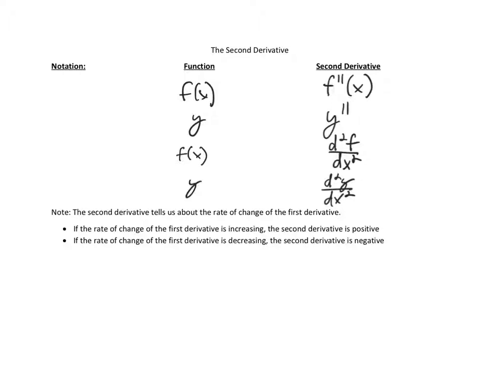And so if the first derivative tells us the rate of change of the original function, then the second derivative tells us about the first derivative. That is, if the rate of change of the first derivative is increasing, the second derivative is positive. If the rate of change of the first derivative is decreasing, the second derivative is negative.